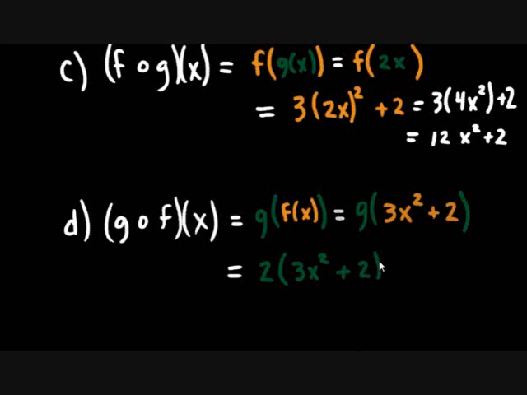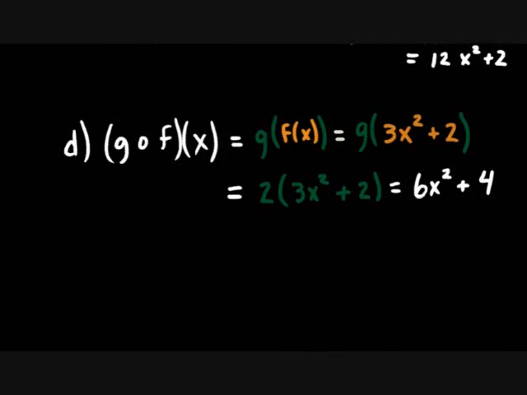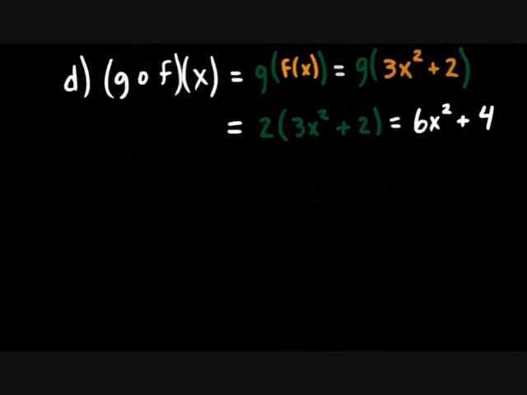Doing that, we get 2 times the quantity 3x squared plus 2. Distributing our 2 to both of our terms, we get 6x squared plus 4. And that's the answer for part D. And if we wanted to put in 3 for x, for g of f of x, we should get 58 as our answer, because it's the general equation of g of f of x.